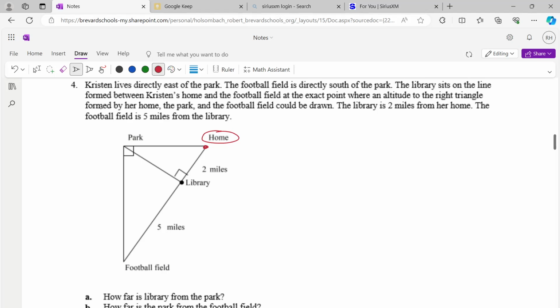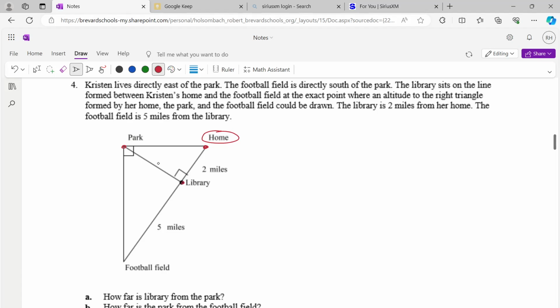Library sits on a line formed between Kristen's home and the football field, at the exact point where an altitude to the right triangle formed by her home, the park, and the football field could be drawn. Library is 2 miles from her home. Football field is 5 miles from home. All right. How far is the library from the park?